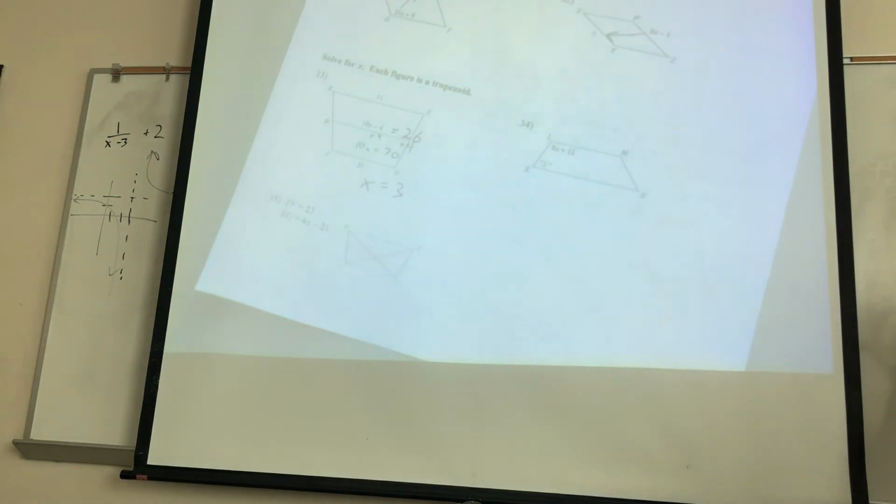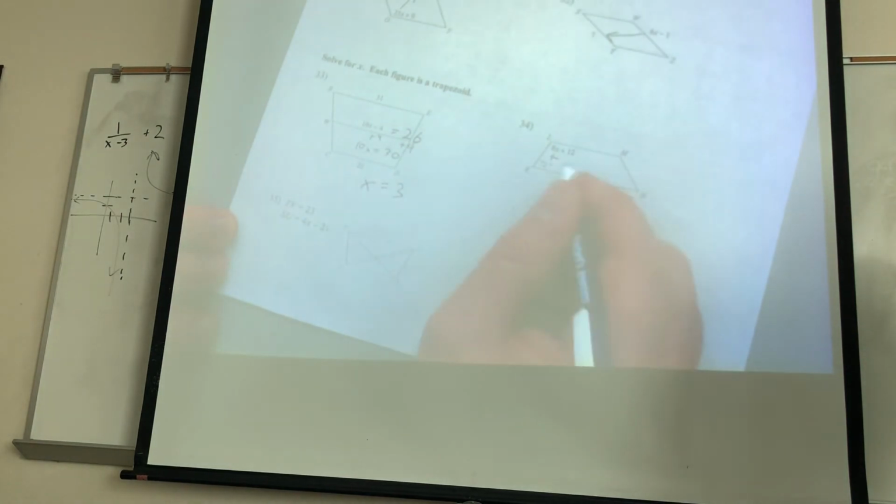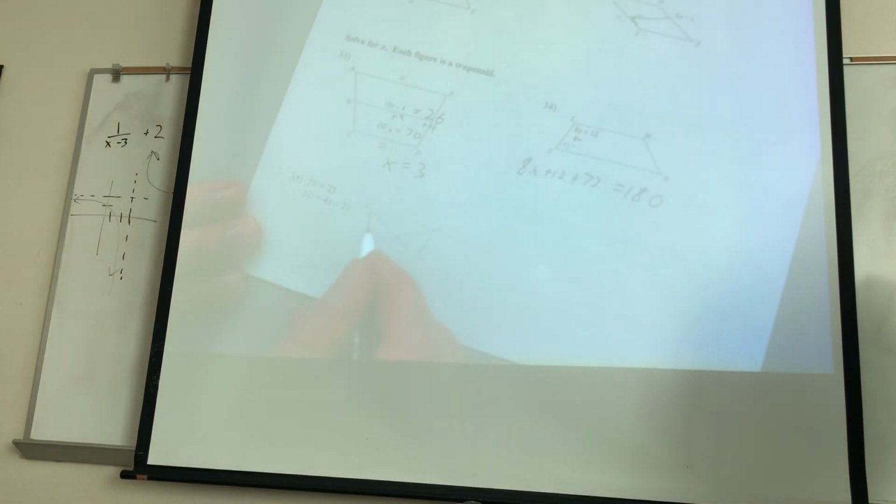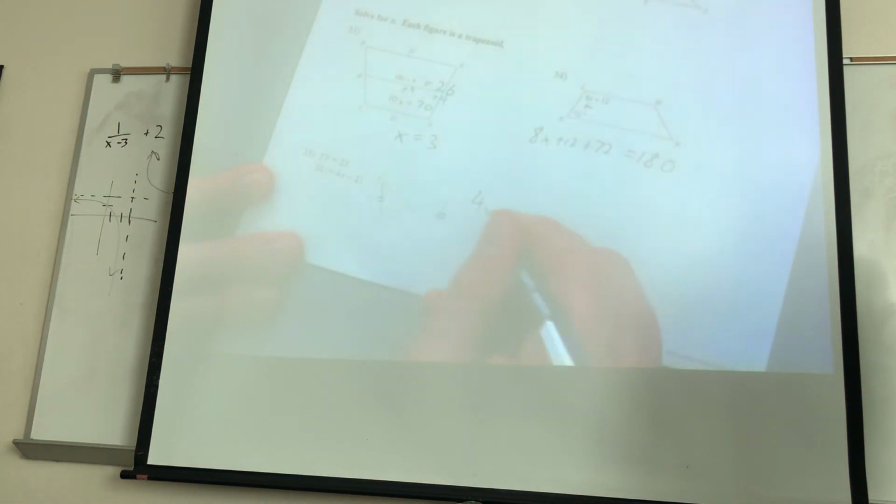Again, this being a multiple choice test, you can take the answers, kind of sub them in and see what works. These two are going to add together to make 180, so just set it up, 8x plus 12 plus 72 equals 180. And when you have a trapezoid, and it's marked, like this one is supposed to be, it's hard to see it, as an isosceles trapezoid, those diagonals are going to be the same. 4x minus 21 is equal to 23.